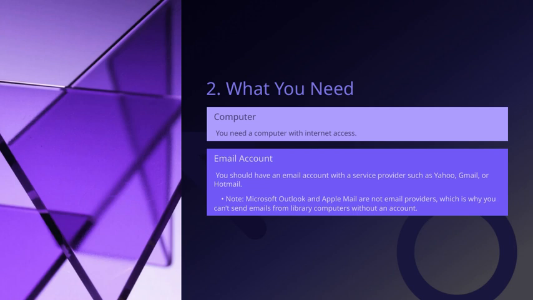A quick note to keep in mind. Microsoft Outlook and Apple Mail are actually email applications, not email service providers. That means you can't send or receive emails directly from a library computer if you only have those programs installed, unless you have your own email account set up through a provider like Gmail or Yahoo. Connecting these points, having a computer with internet access and a proper email account are the foundational tools you'll need to stay connected, manage your communications, and make the most of the online services available. This is all part of making your digital experience smooth and efficient.